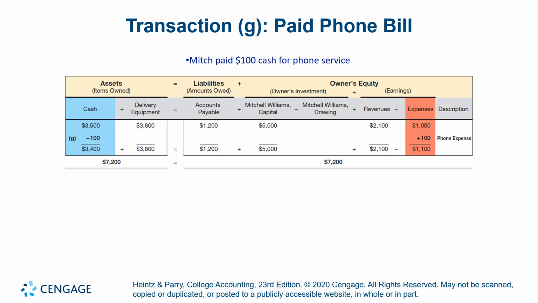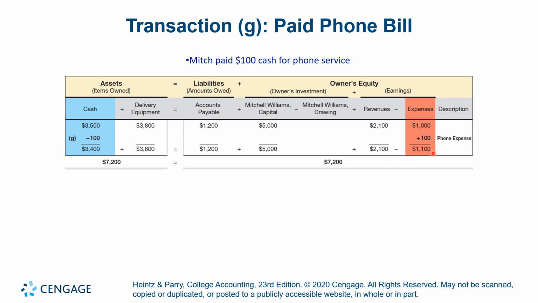In transaction G, we have Mitch paid $100 cash for his phone service. So anytime we pay our phone, we decrease our bank account, our cash, by, in this case, $100. All right, so my new total is $3,400.